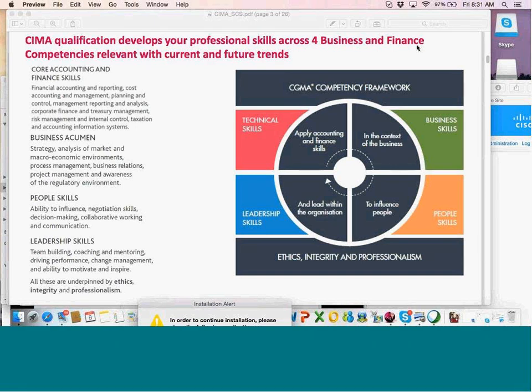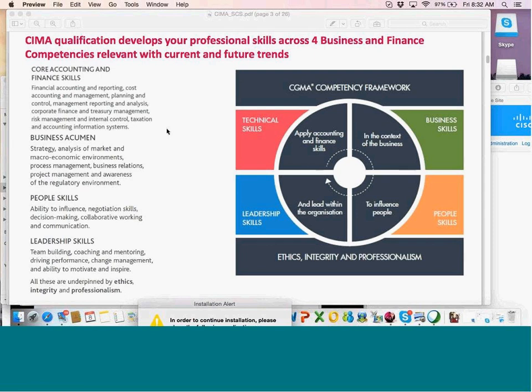Now, you talk about core accounting and financial skills. Financial accounting, reporting, cost accounting, management, plan and control, management reporting, analysis, corporate finance and treasury management, risk management, internal controls, taxation, accounting information systems. These are very much in the heart of an accountant's profile. Actually more than their heart, if I may say.